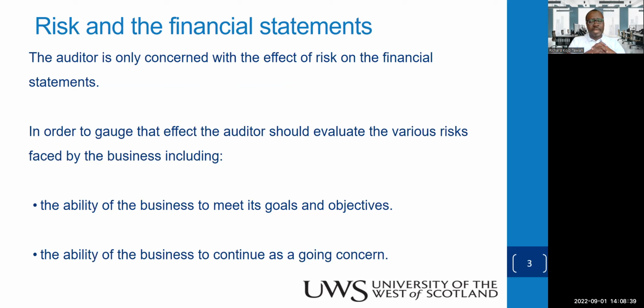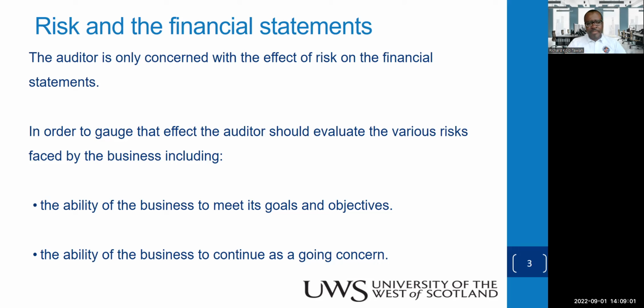The auditor is always concerned that there's some risk operating in or concerning the firm, the company, and this risk can have a rippling effect on the financial statements. So the auditor must always gauge how that business risk, or those risks, affect the financial statements. How do they do that?